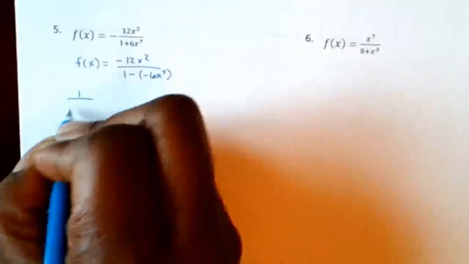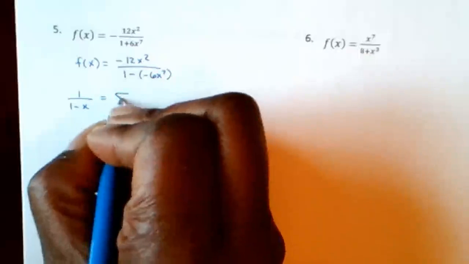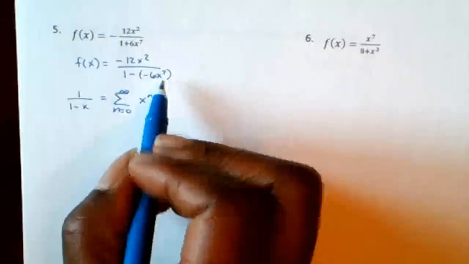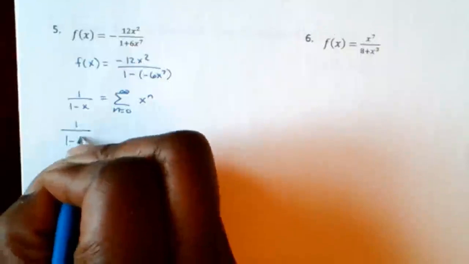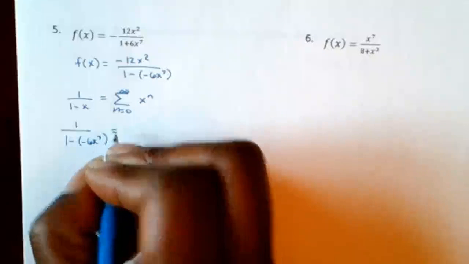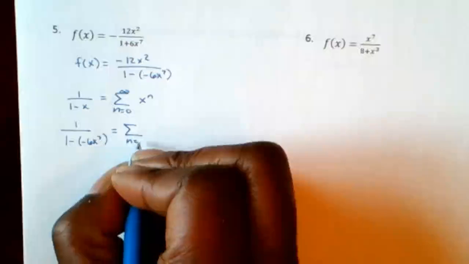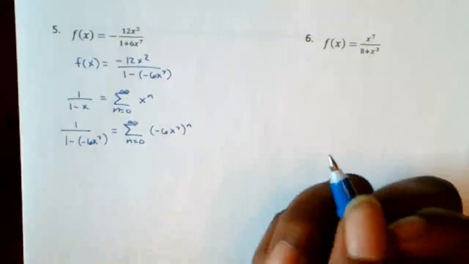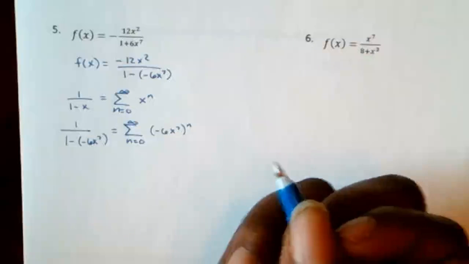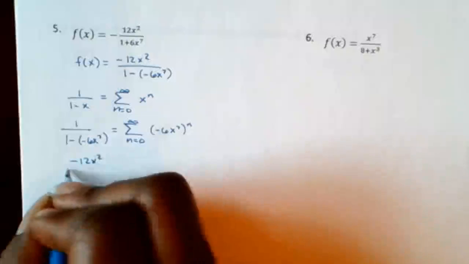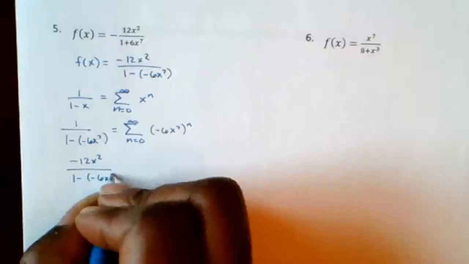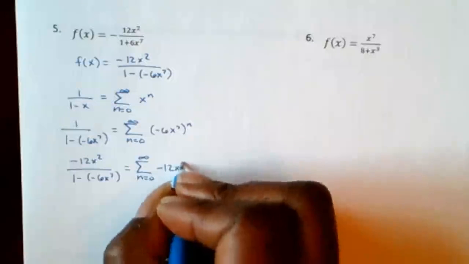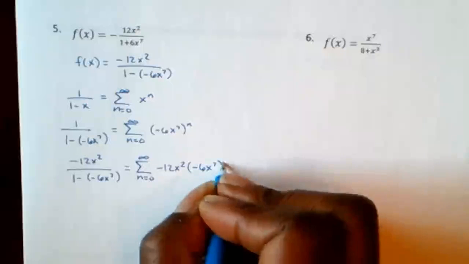So again, if I start with my basic form, 1 over 1 minus x, we know that's the sum n equals 0 to infinity of x to the n. Instead of x, I'm going to put in negative 6x to the 7th. So I have 1 over 1 minus negative 6x to the 7th. Everywhere I see an x, I have to put in that negative 6x to the 7th. So I have negative 6x to the 7th to the n. All right, and then I need to multiply this whole thing by the negative 12x squared. So negative 12x squared over 1 minus negative 6x to the 7th equals the sum n equals 0 to infinity, negative 12x squared, negative 6x to the 7th to the n.